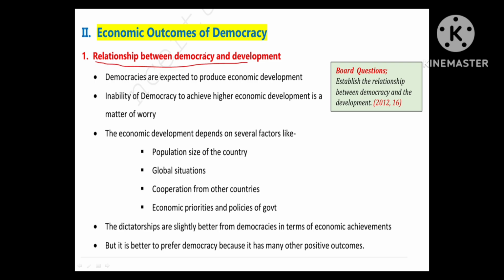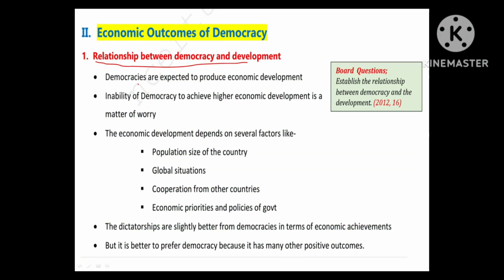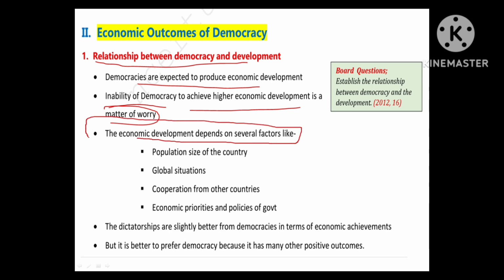Democracies are expected to produce economic development. Expected to produce; it is not compulsory or mandatory, only an expectation. And the inability of democracy to achieve higher economic development is a matter of worry. Why is it a worry? Because there are several factors influencing the economic development of a country. That's why this is only an expectation and a worry. The first factor is the population size of the country, which influences economic development.